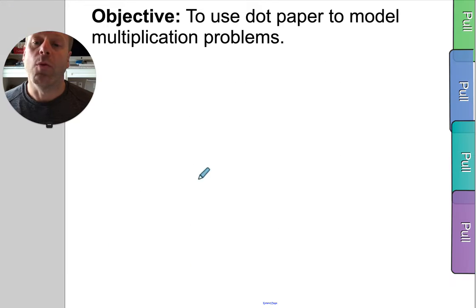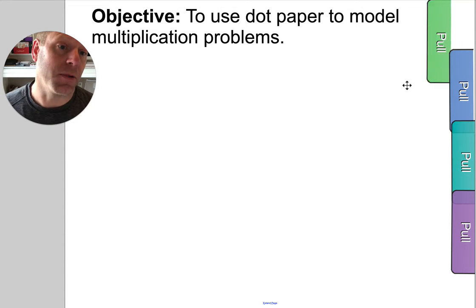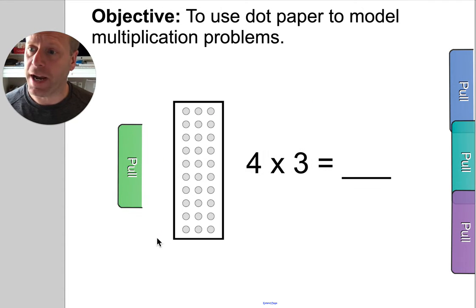Now, with all of that said, how can dot paper and arrays help me solve multiplication problems? Well, I'm glad you asked. So, the nice thing about dot paper is the arrays are already done for you, right? I've given you a million dots. They're all spaced out perfectly. But the problem is you don't need all the paper I give you. You only need 4 rows.